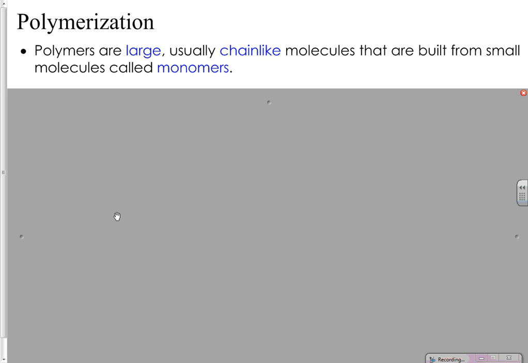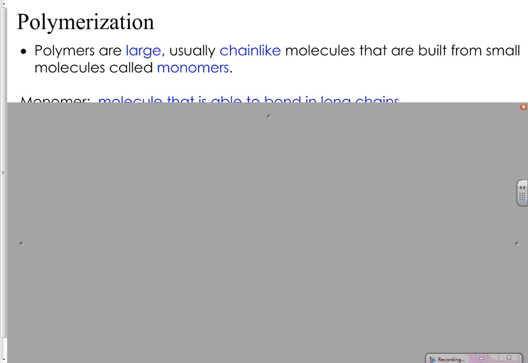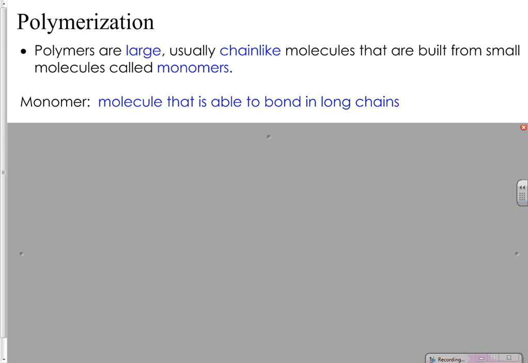It's a large, usually chain-like molecule that is built together by hooking up small molecules in long chains, and those small molecules are monomers. So a monomer is just a molecule that is able to bond repeatedly together in a long chain over and over.